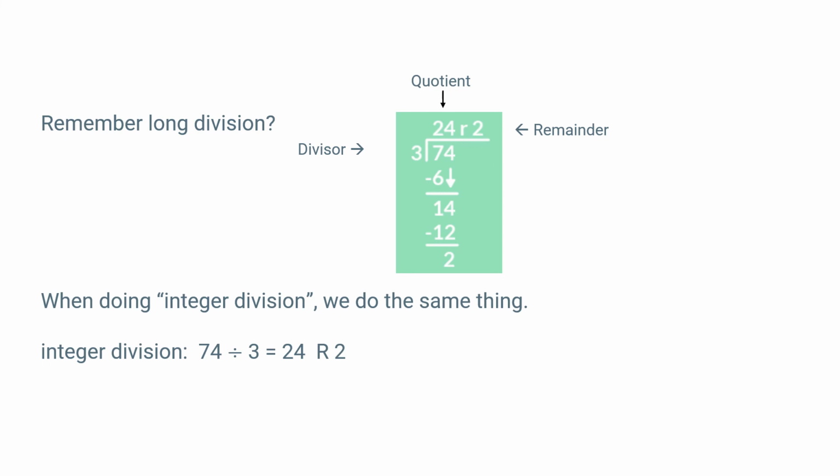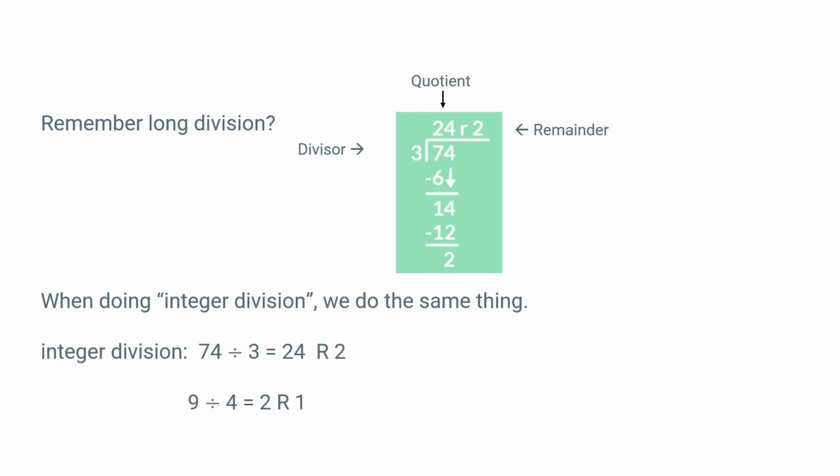So this integer division is different than what we normally think of as division. We would just say that 74 divided by 3 is equal to 24 remainder of 2. If we had 9 divided by 4, 4 would go into 9 2 times, but then we'd have a remainder of 1. And that's how we would answer our question of what is 9 divided by 4 if we were doing what's called integer division.